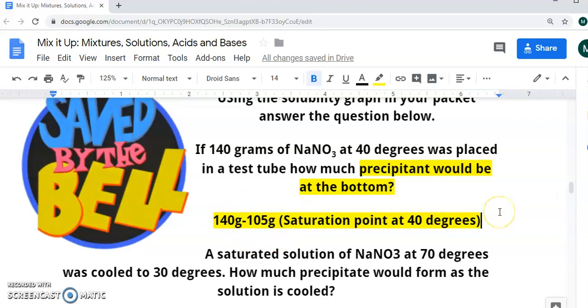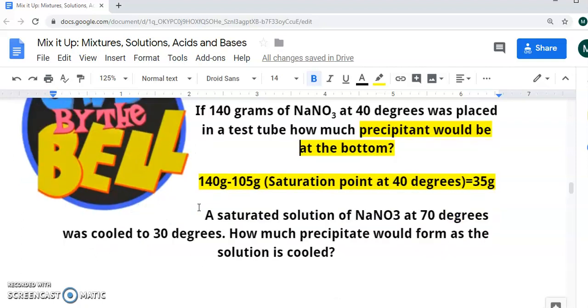So if I were to subtract the two, let me put an equal sign, 140 minus 105 should give you 35 grams. This tells me that I put in 35 grams too much, and this is how much would be sitting at the bottom of my solution. Remember I gave you the example of my Dunkin' Donuts coffee, that when I get it in the morning, there's like sugar piled at the bottom. That sugar at the bottom of my coffee, that's the precipitant. That is the amount that did not dissolve.